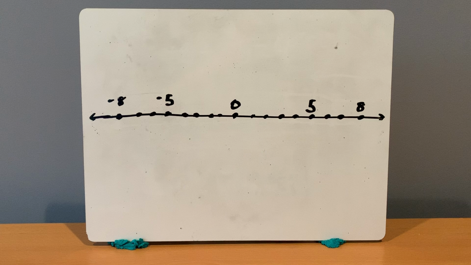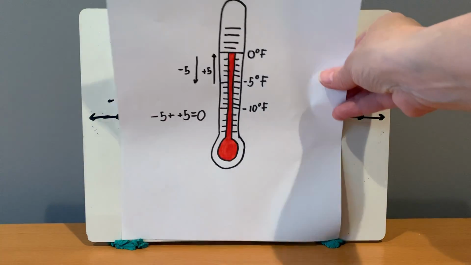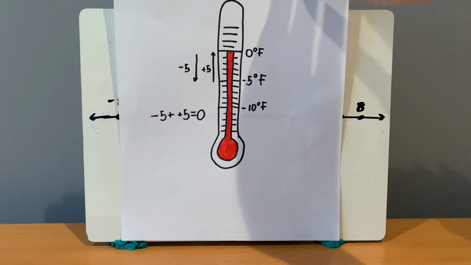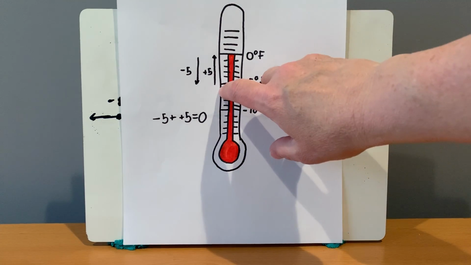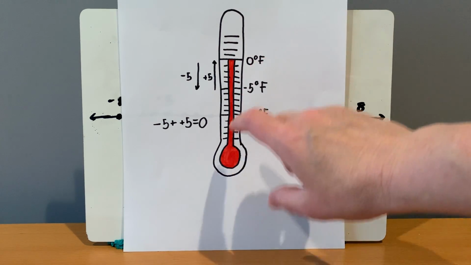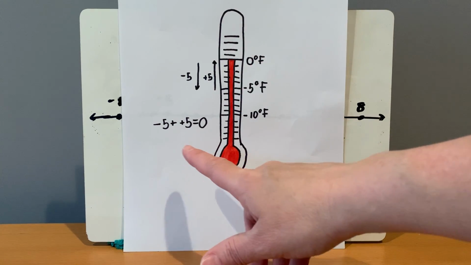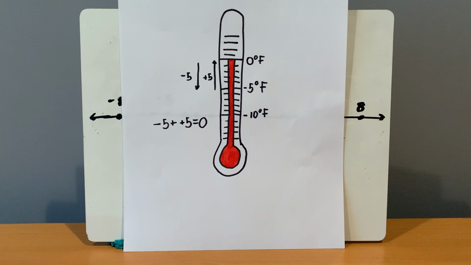Now imagine a different situation. Again, we're going to start with a temperature of 0. First, the temperature falls 5 degrees. Next, the temperature rises 5 degrees. This brings the temperature back to 0. So we have a fall of 5 degrees, bringing us to -5, and a rise of 5 degrees, bringing us back to 0. So -5 plus +5 equals 0. The sum of any two opposites will equal 0.